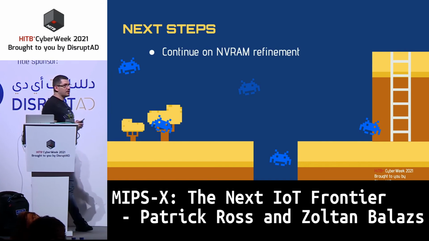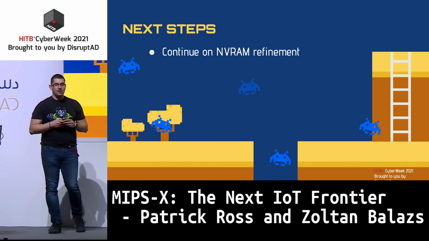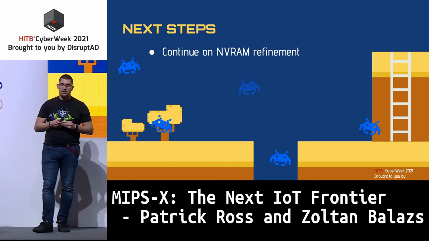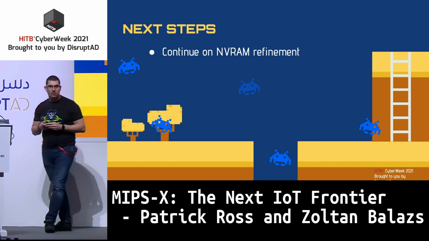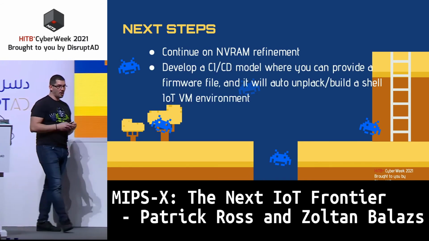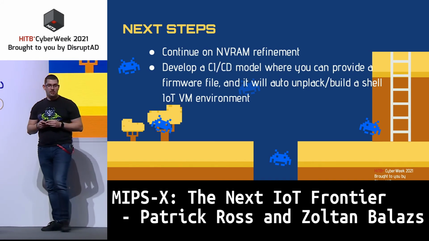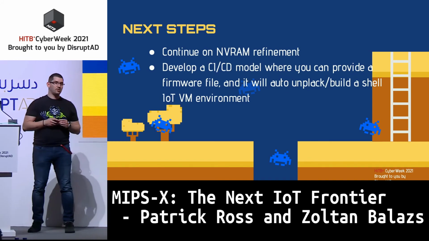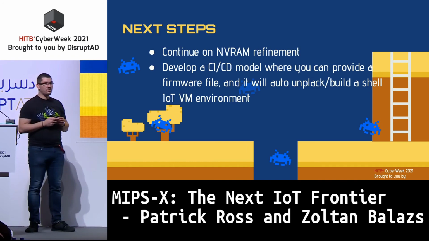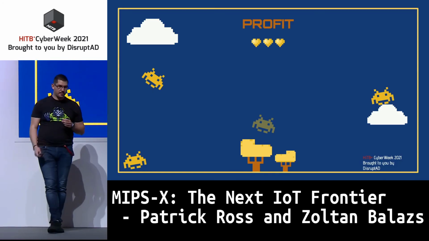So what are the next steps we want to achieve with this project? The NVRAM is a little bit buggy at the moment, so we still have to work on the NVRAM emulation part. If we have time, we will implement some CI/CD solution where you only provide the firmware file to the framework and it will automatically build everything for you.